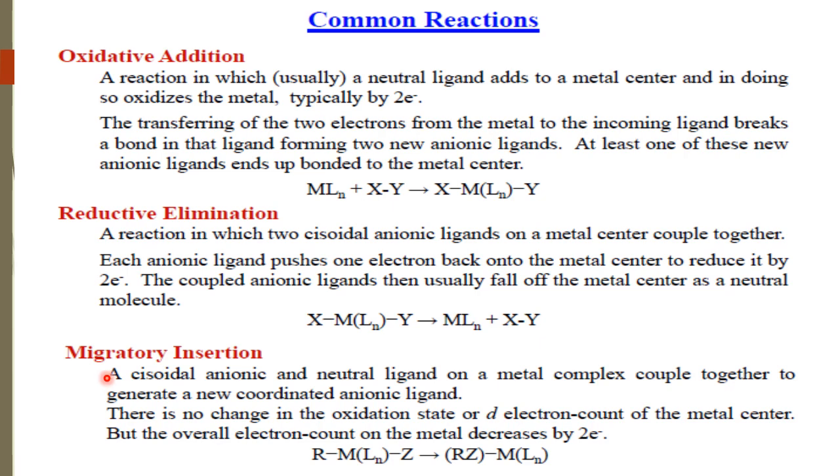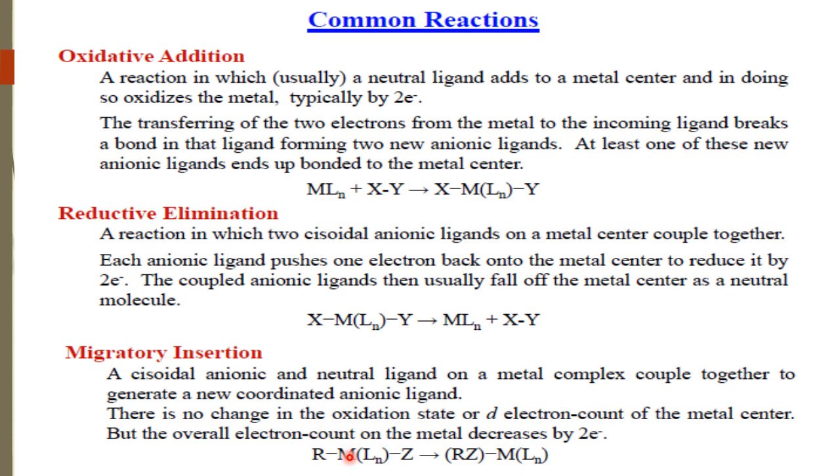And the third type of reaction is migratory insertion. This also implies the same meaning: migratory insertion. First the ligand migrates to another place, and the insertion happens together. A cis-oriented anionic and a neutral ligand on a metal complex couple together to generate a new coordinated anionic ligand. See now here, on the metal M, R is there, Z is there. First they couple together, like RZ, and they will be coordinating to the central metal ion together. That will be discussed with the example.